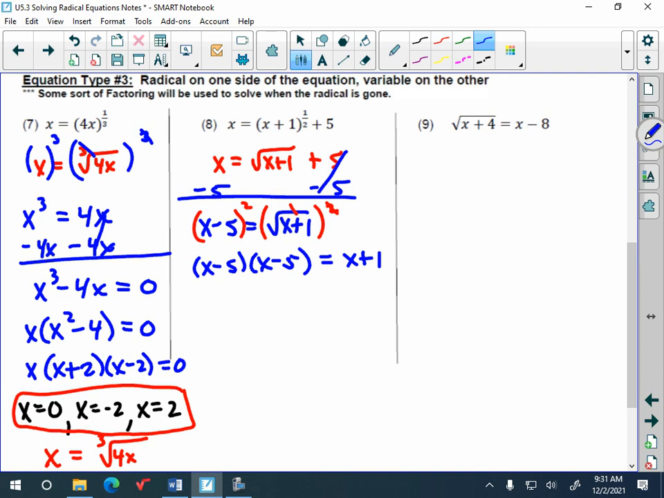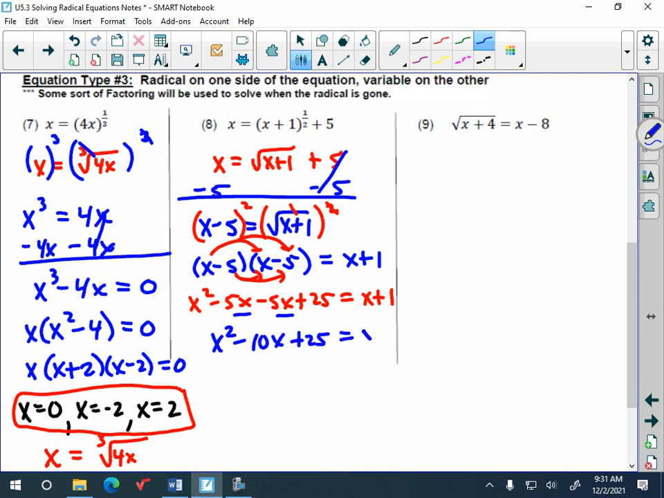All right, so let's go ahead and double distribute this. So I'll distribute the x squared minus 5x. Then I'll distribute the negative 5. Negative 5x plus 25 equals, and then x plus 1. Now I can combine like terms in the middle. So that's x squared minus 10x plus 25 equals x plus 1.